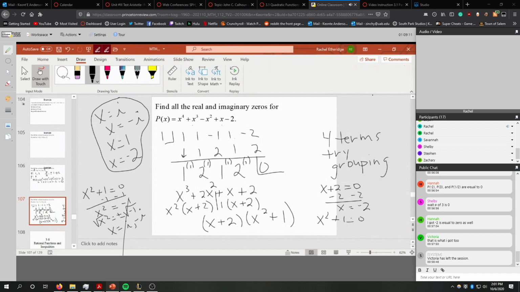Now, what that tells us about the graph is basically at -2 and 1, our polynomial is going to cross the x-axis. Now, there may be some other turns throughout this graph, but it's never going to cross the x-axis again. But there are going to be imaginary zeros.